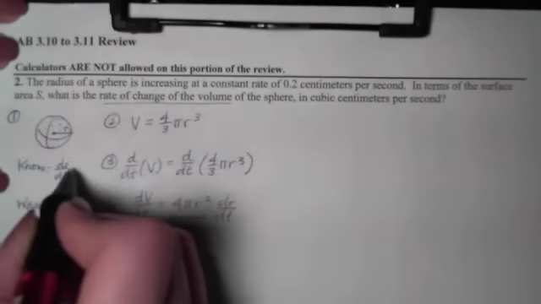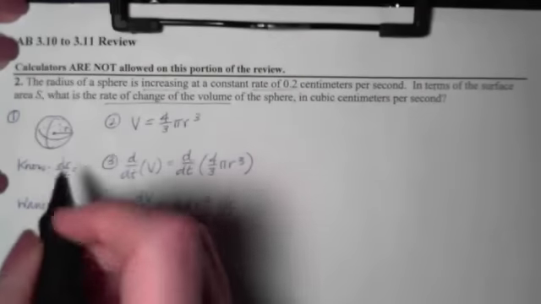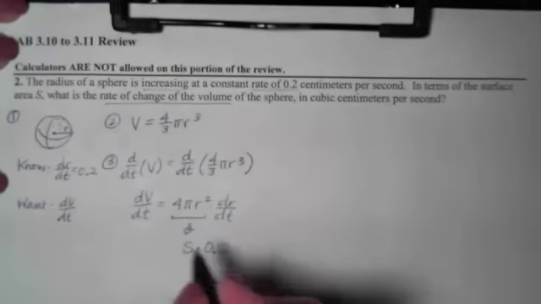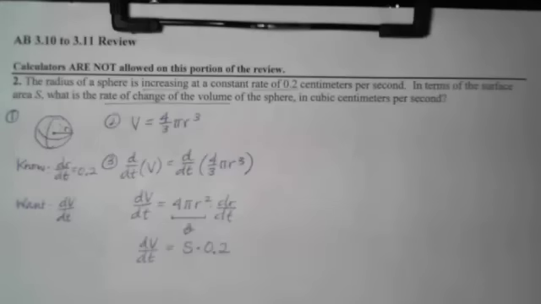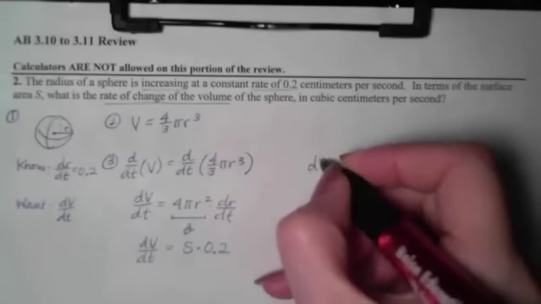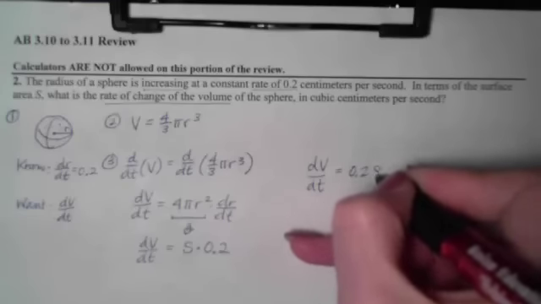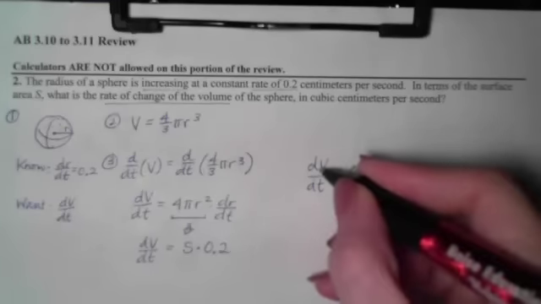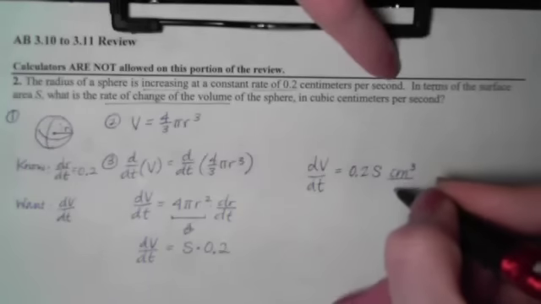and we realize that dr dt is a constant of 0.2, then we've now written dv dt in terms of the surface area. So in this case, we would have dv dt equals 0.2 times surface area, and the units will be, since it's a volume, centimeters cubed per second.